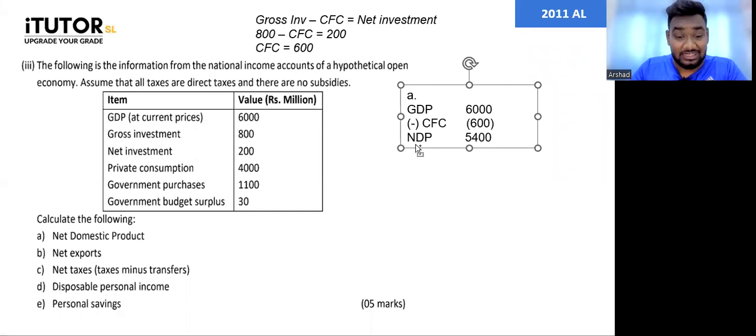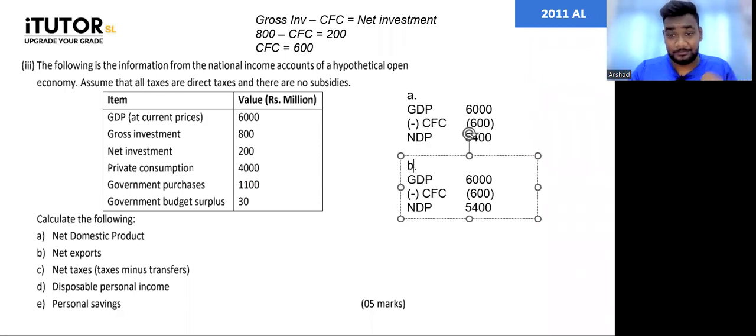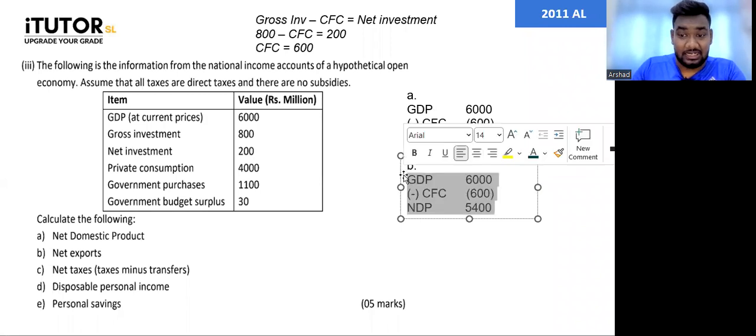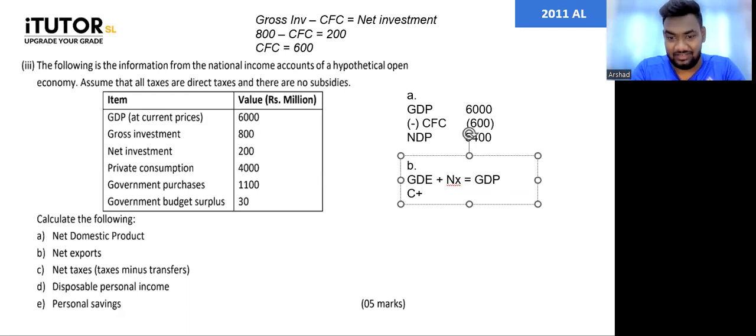Okay. Second one, net exports. How do we find net exports, guys? Remember, net exports is exports minus imports. But do we have exports and imports here to find net exports? Remember, our GDE, gross domestic expenditure, plus net exports equals GDP. So what is GDE? GDE is consumption, investment, and government spending. That plus net exports is equal to GDP.